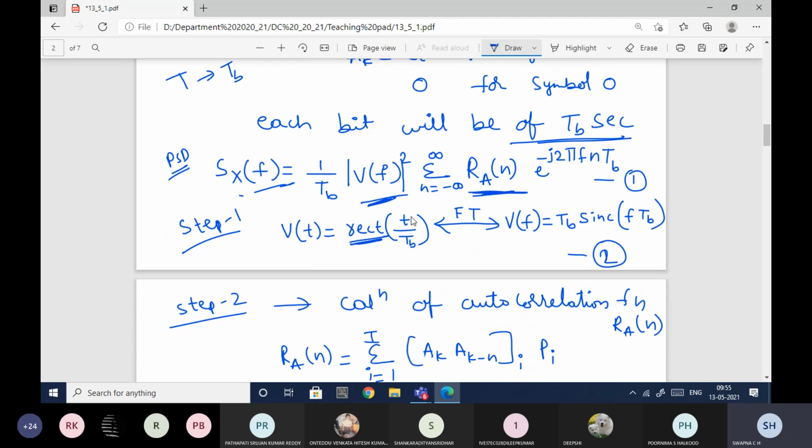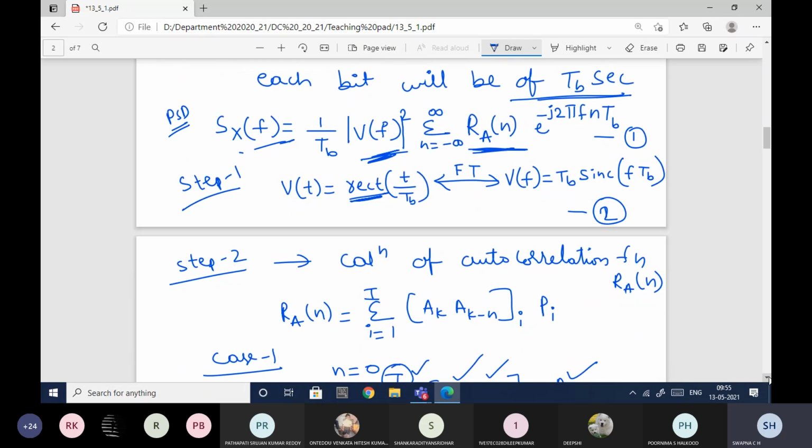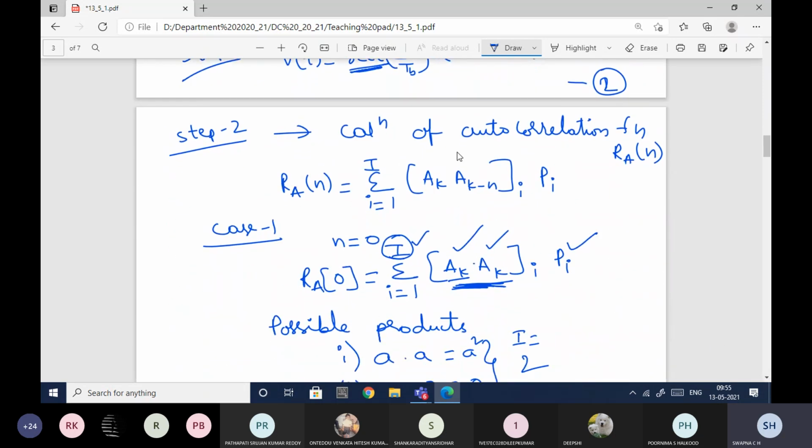v of t is nothing but rect of t by TB. For that, the Fourier transform is TB sinc of f TB. Okay, so we have got V of f, which I have named as equation 2. Next, I need to calculate Ra of n, the autocorrelation function. So for that, the formula is this.